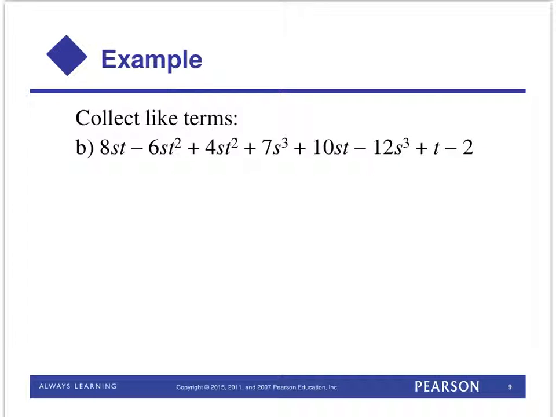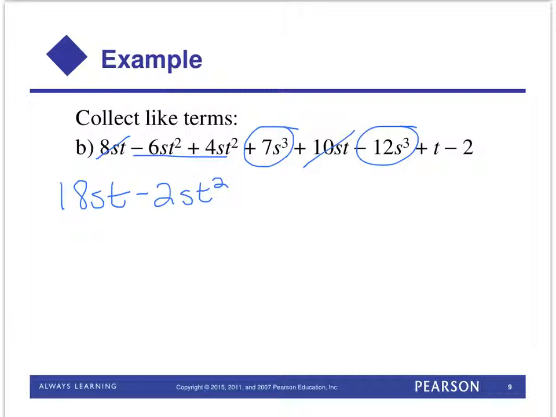And I have a tendency to put them in descending order first sometimes, but let's just start with the first one. I have 8 and 10, so that gives me 18st. And then these two are alike, so it gives me a negative 2st. And then this one and this one are alike, so 7 minus 12 gives me a negative 5s to the third. And then we have this t that's kind of hanging out by itself, and then the negative 2.